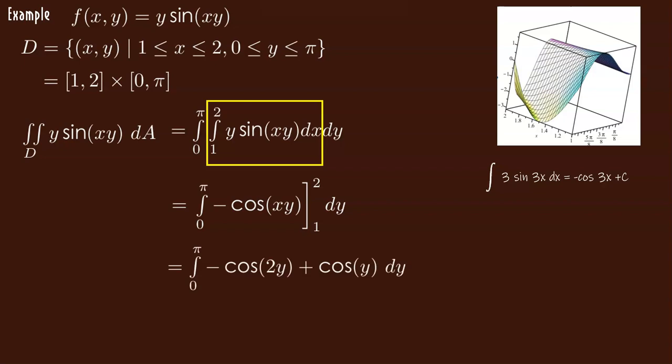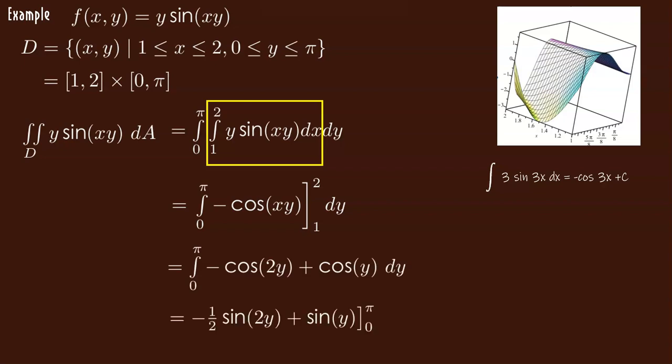Well, if that constant were, say, a 3, let's go over here and look at this. If I had 3 sine of 3x dx, that's easy. It's just negative cosine of 3x, you're undoing the chain rule there, plus C. So I'm going to choose to do it that way first. So integrating this, I get negative cosine of xy, and the x goes from 1 to 2. Plug that in. Now I have this to integrate.